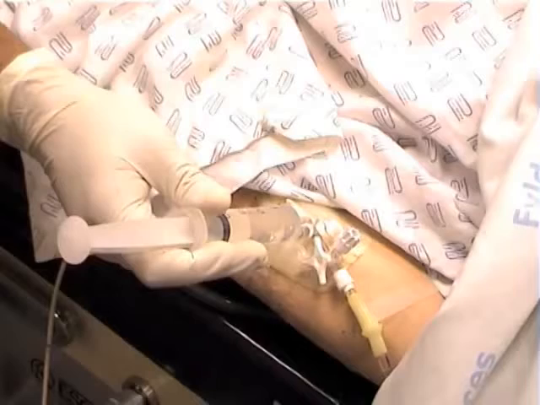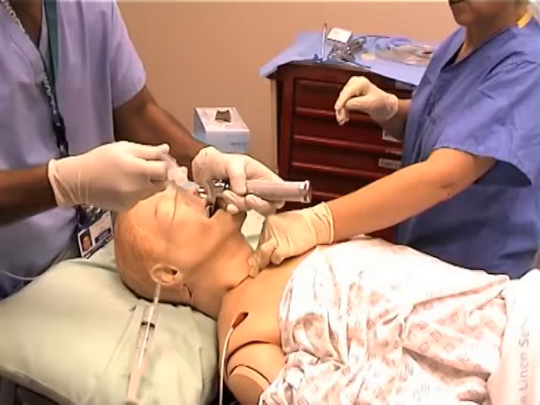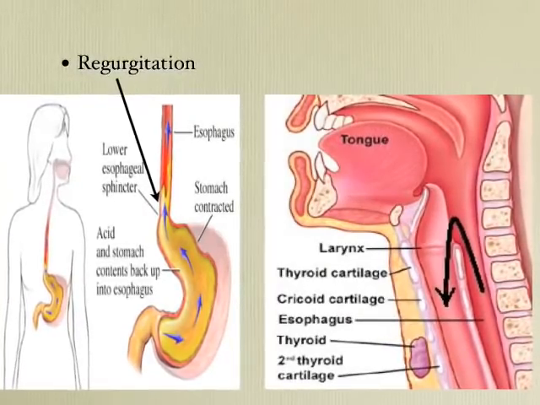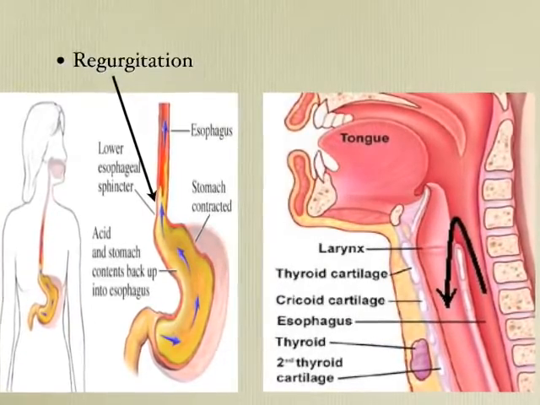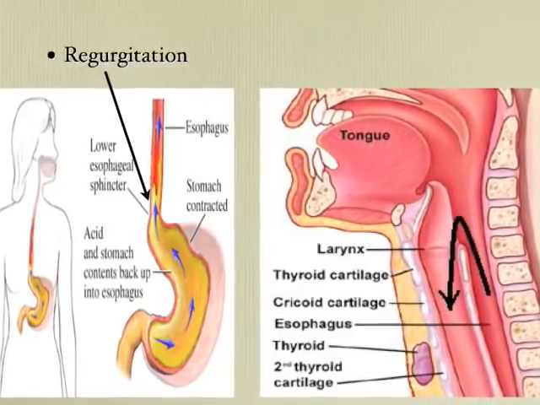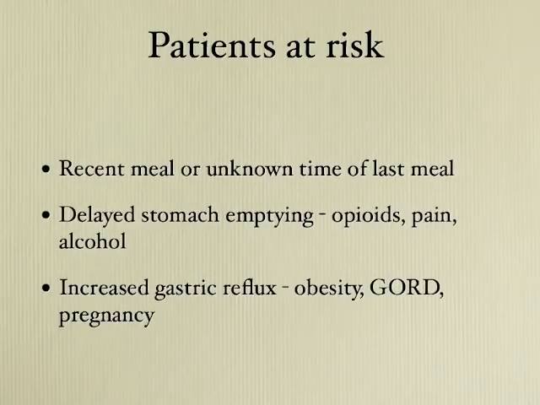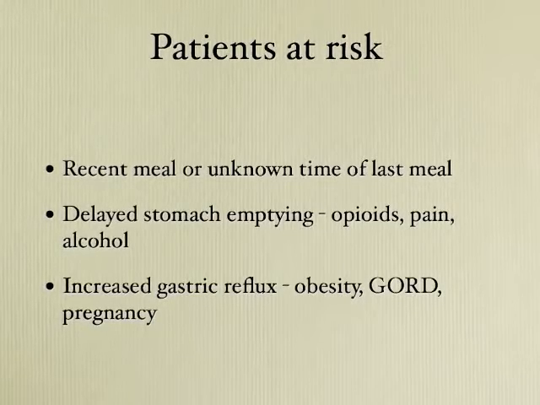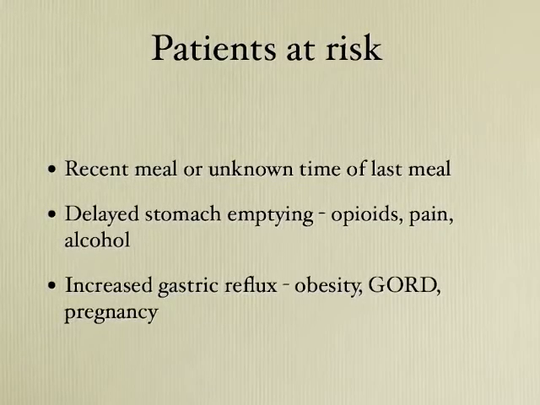Rapid sequence induction is a method of inducing anesthesia in a selected group of patients. On induction of anesthesia, the lower esophageal sphincter relaxes, thereby increasing the risk of aspiration of stomach contents. Certain patients are assumed to have a full stomach and are therefore at increased risk of aspiration and regurgitation. The following are some examples.